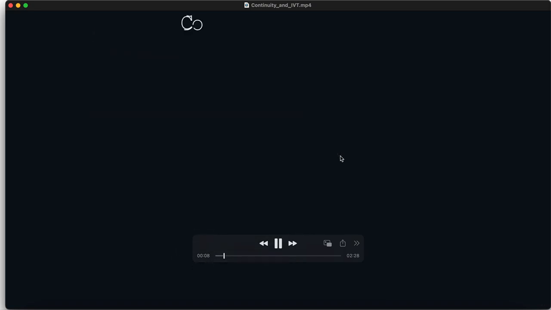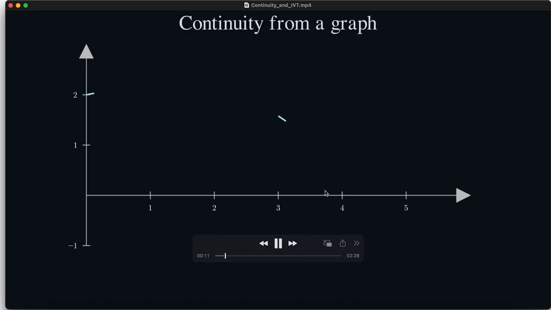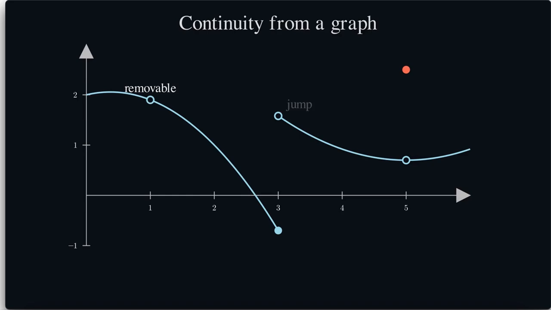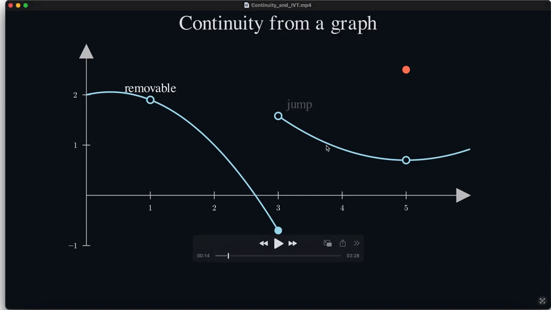So let's see some examples. This is a generic example to see what it means for a function to be continuous. First of all, you see that there are a few points where the function is not continuous. On the left, when x is 1, there's a hole, so that's definitely not continuous.